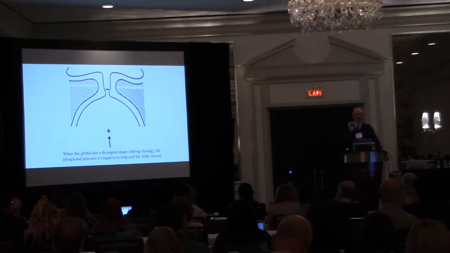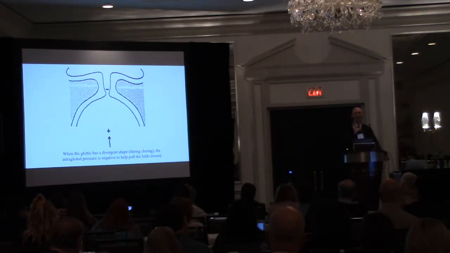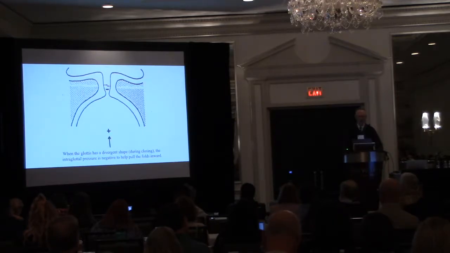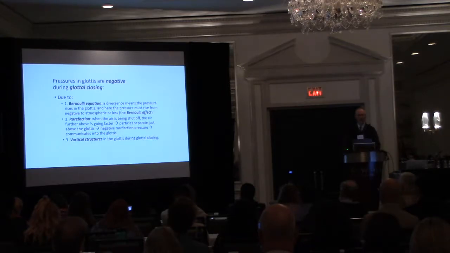Notice the Bernoulli effect is negative pressure inside that tube due to the Bernoulli equation, which happens to be valid all the time, basically. So those negative pressures help to pull the vocal folds toward each other. So you have the Bernoulli effect at that time, but you also have rarefaction that's helping out to have negative pressures in the glottis. How does that work?